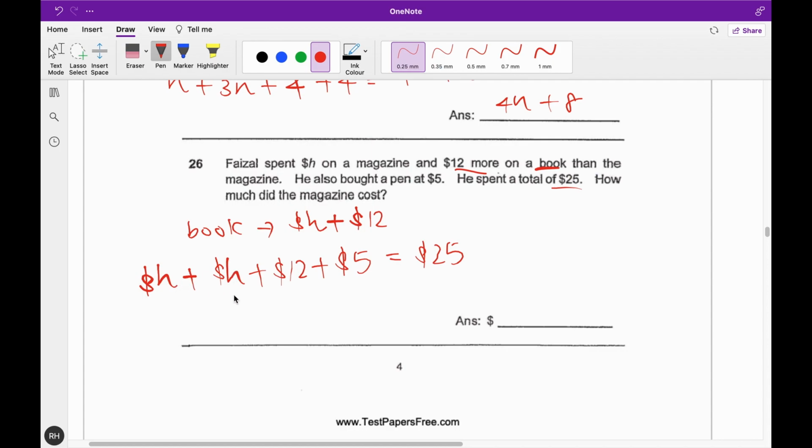$25. So H plus H, you have 2H is equal to 25. Okay, we'll minus away 5, minus away 12, so minus away 17. We have 8. 1H would be 8 divided by 2, and the answer would be $4.